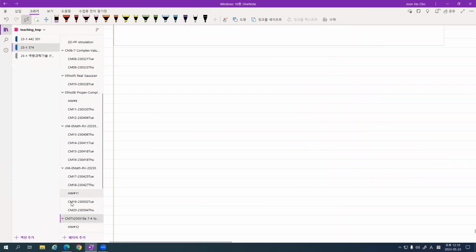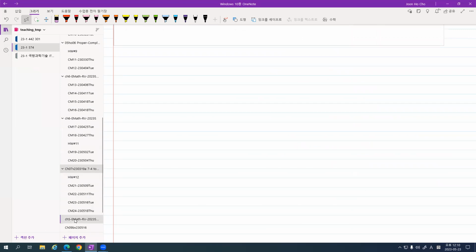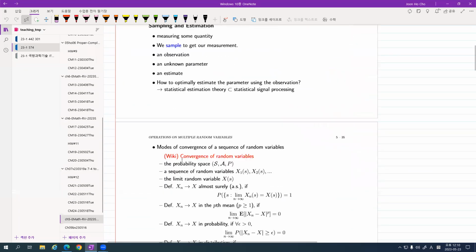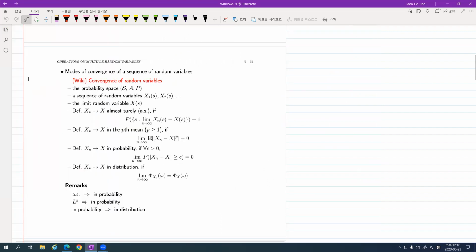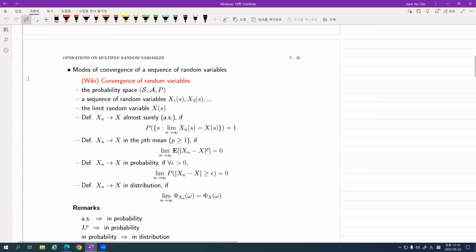Okay, this part I've done. Yeah. So let me quickly give you the summary of what we learned. We learned 4 modes, or 4 definitions, of the convergence of a sequence of random variables. First, almost sure convergence.